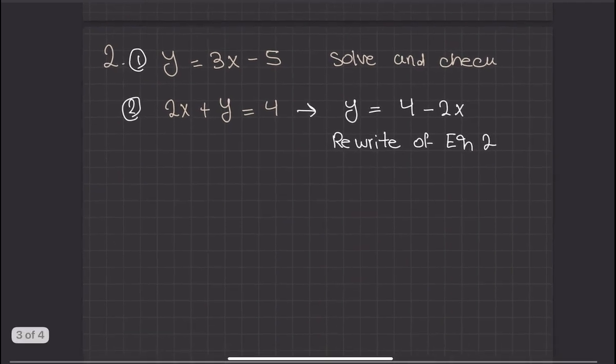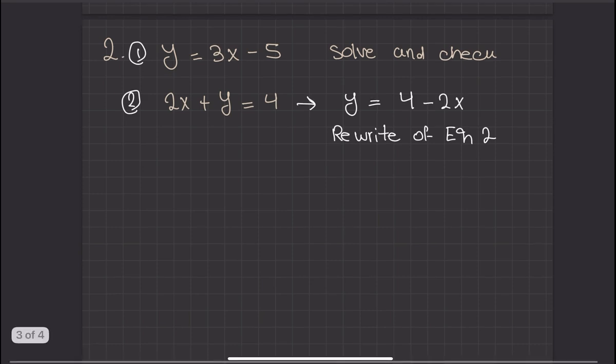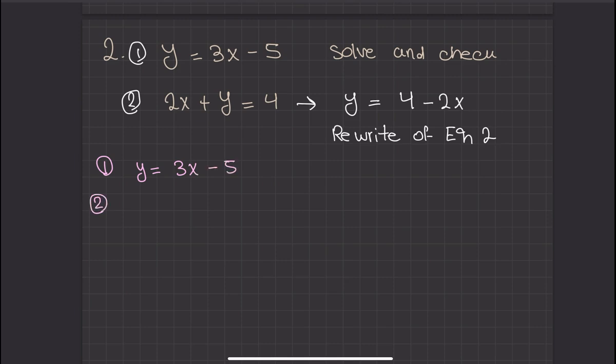So let's write down both equations to not get confused. The first one is y equals 3x minus 5. And the second equation, in rewritten form, is y equals 4 minus 2x. So now we're going to solve for it. I'm going to make these two equal to each other in order to solve for x. So I'm going to write down 3x minus 5 equals 4 minus 2x.